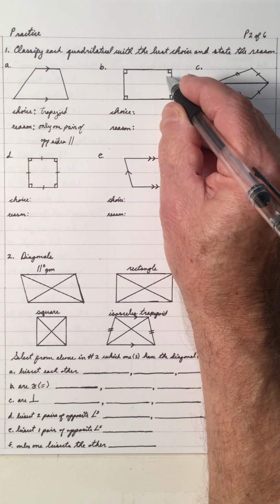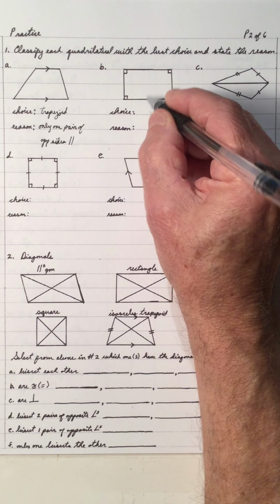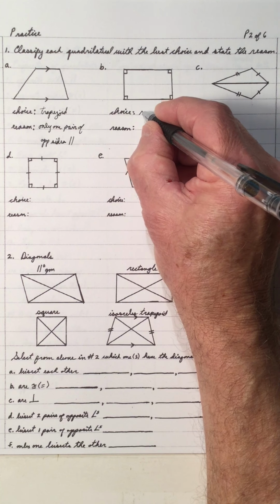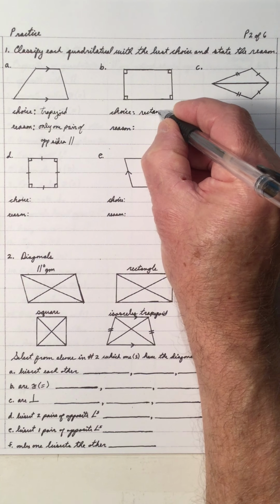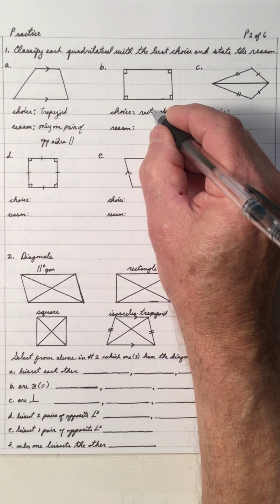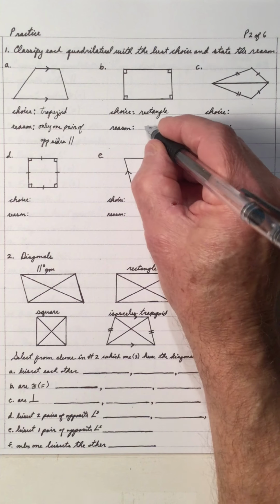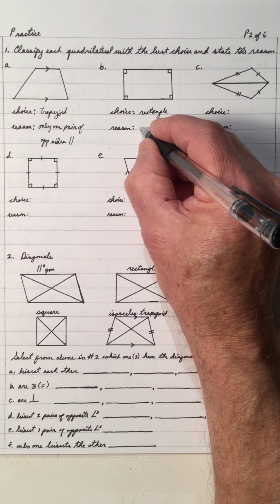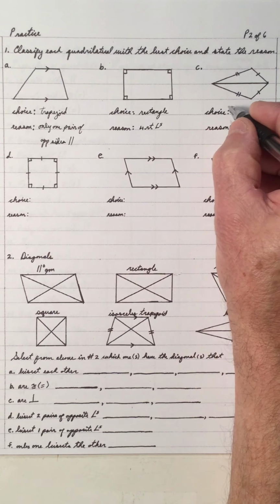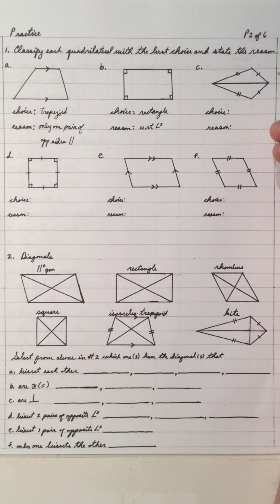And what's the best choice here? I see four right angles and I see opposite sides equal, so the best choice is a rectangle. All the sides are not equal, so the best choice is a rectangle, not a square, because we don't have all the sides equal. Reason is four right angles with all the sides not equal.